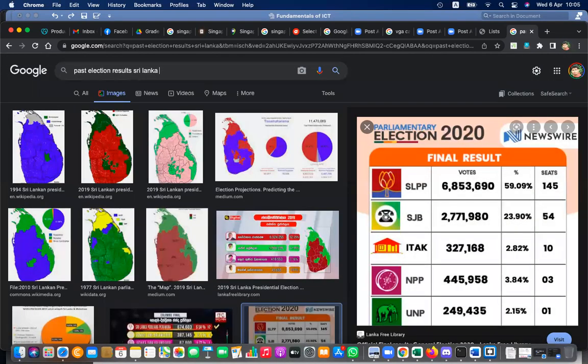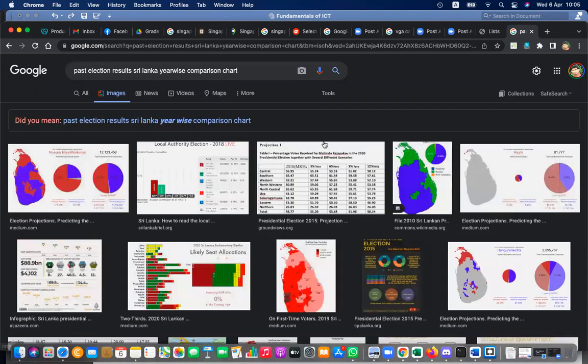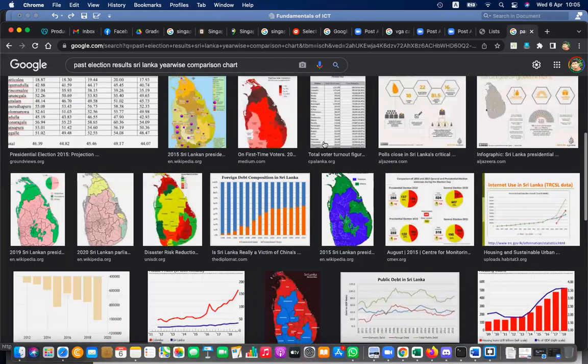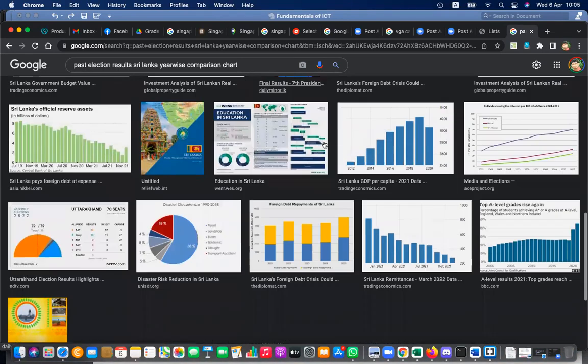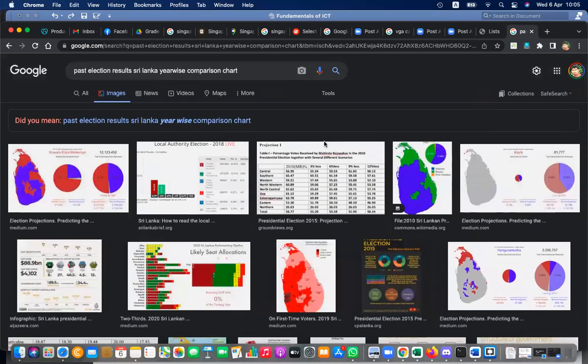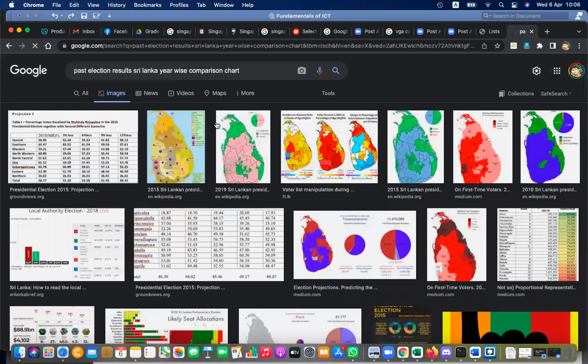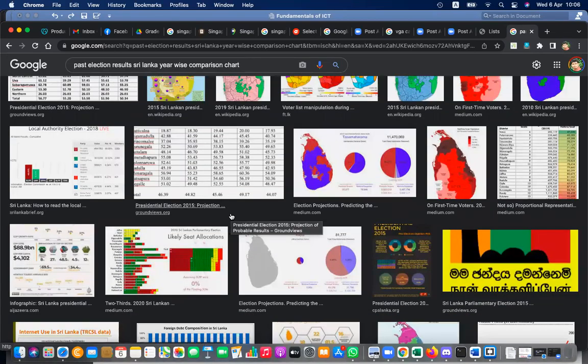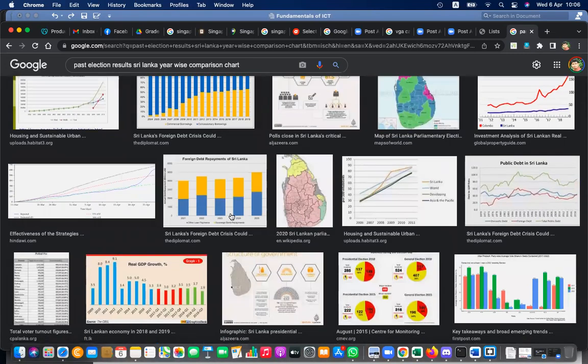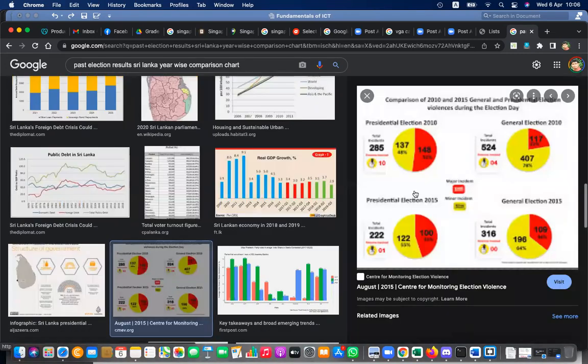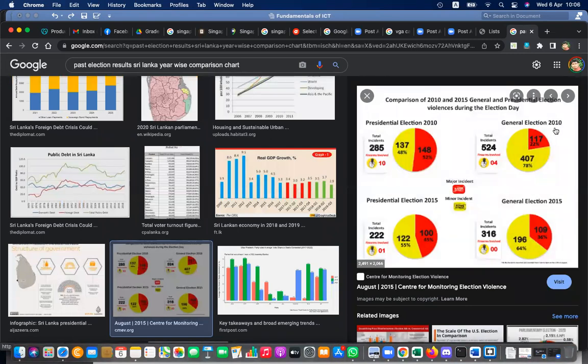So let's say a year-wise comparison chart. Okay, do we have any year-wise comparison chart? I think it's not there on the internet, but it was displayed in the channels, right? It was displayed in the channel, but not on the internet. Here, you can see presidential election 2010, general election 2010. Now these past elections will become data in these charts. That is what I want to show you.